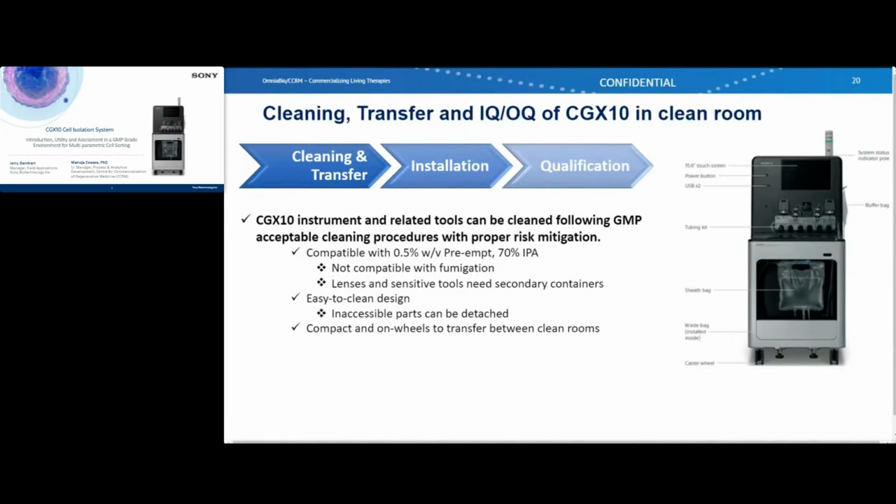CGX10 is not compatible with hydrogen peroxide fumigation. However, it is compatible for cleaning with Preempt and 70% IPA, both of which are GMP acceptable cleaning solutions. It has a very easy to clean design, and inaccessible parts such as the drawer underneath can be detached and cleaned. The instrument is compact and on wheels, which makes it easier to transfer between clean rooms.